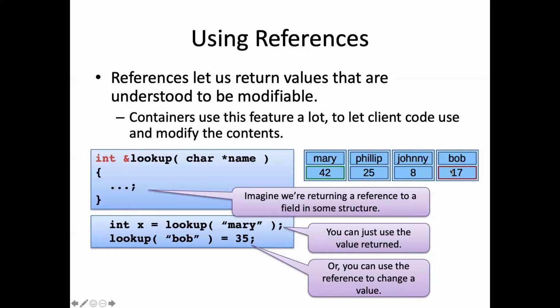But if I return it by reference instead of by value, then just like returning a pointer, you can use that reference to either look at that value or change it if you want. So if you want to look up Mary and just get a copy of her value into variable X, that works fine. Or if you want to look up Bob and then assign some other value to Bob, since you returned this 17 by reference, internally you're really returning a pointer to it. And even though you don't have to use the pointer syntax, you can assign to that returned reference, and it'll sneak in and change this 17 to 35.